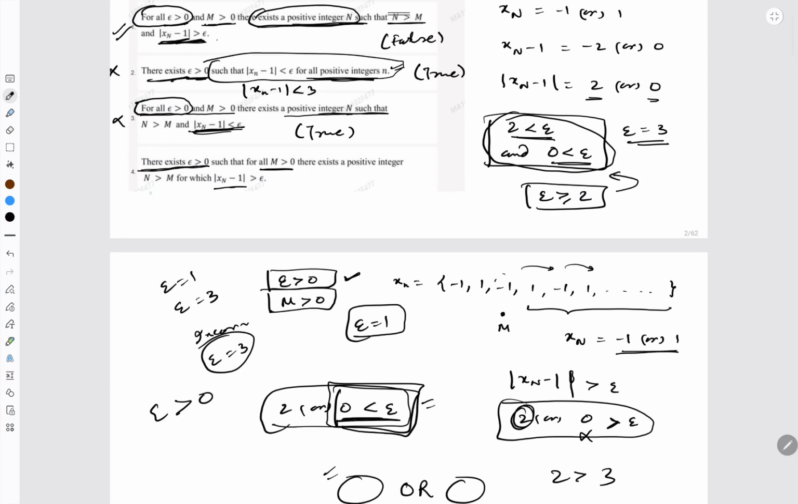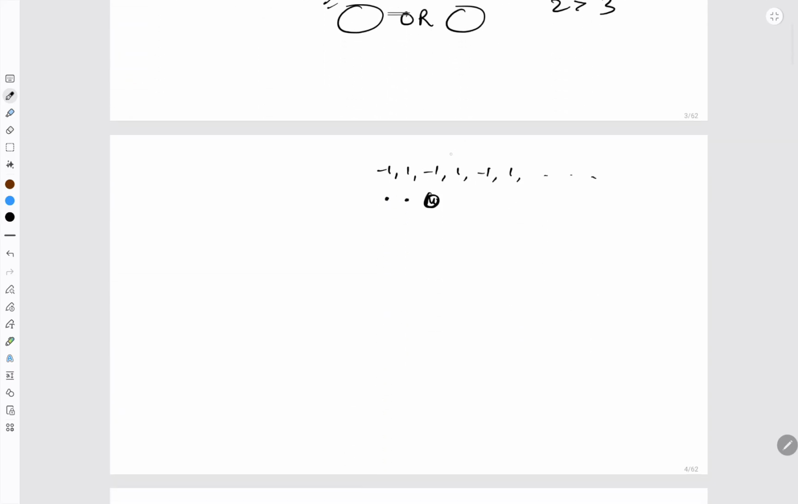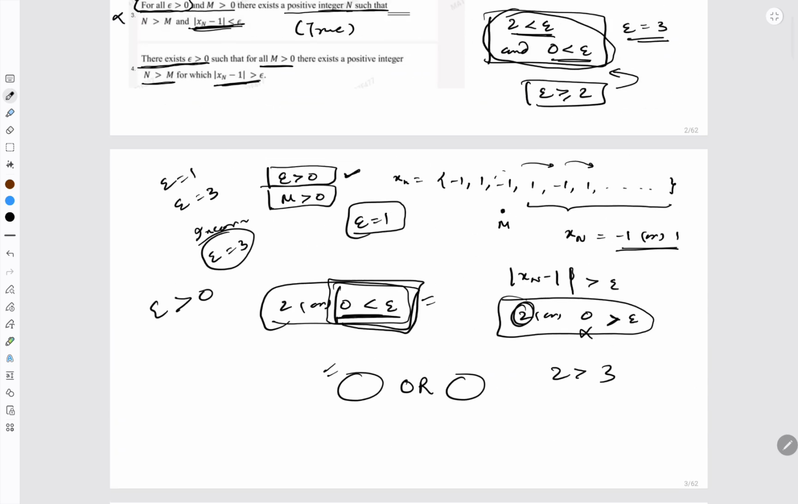There exists a positive integer n greater than m such that this condition holds. So I take any n after m. If I take any n after m, xn can be minus 1 or 1. So xn minus 1's mod is either 2 or what? Either 2 or 0.